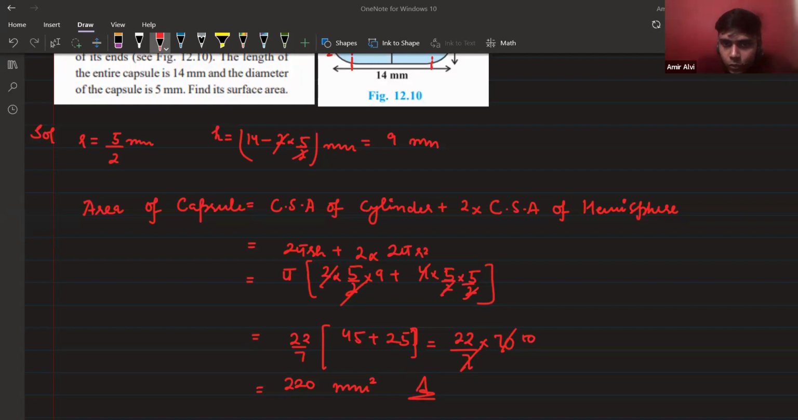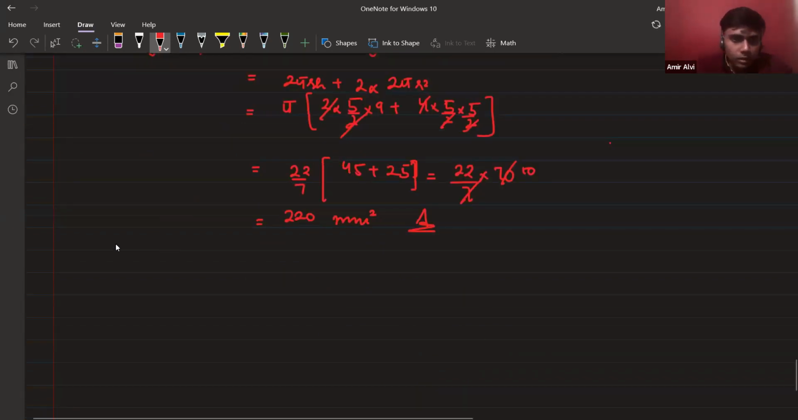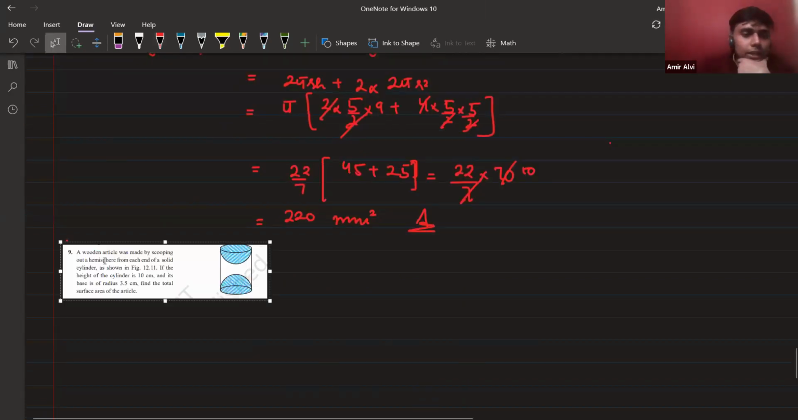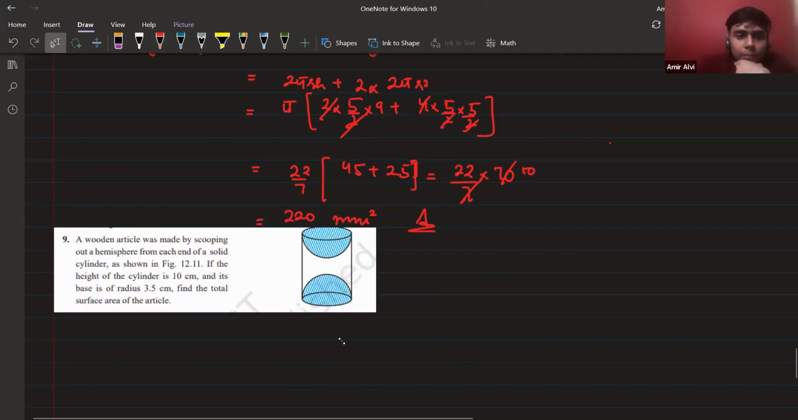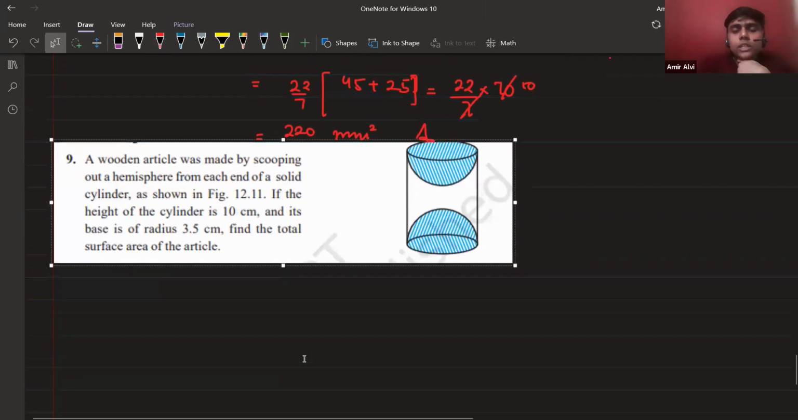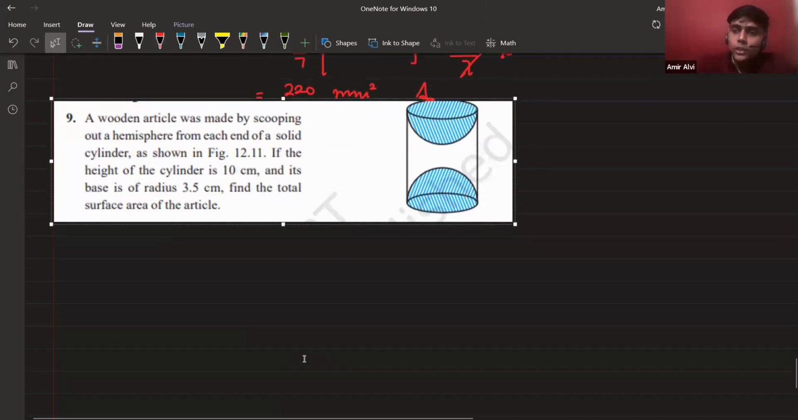Let us solve this question together, because we don't have enough time and we're running out of time. Basically, you can see this is a cylinder from which two hemispheres are carved out. So there is a cylindrical block, and you carve out two hemispherical parts from it. So a kind of depression will be made on both ends.